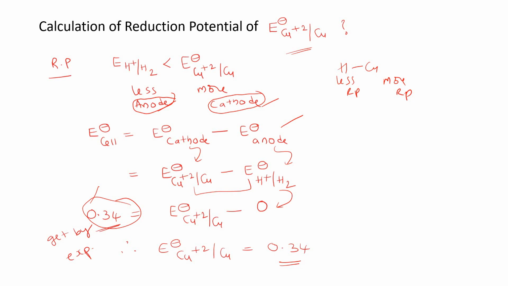In this way you can calculate very easily. So this is about the single electrode potential. Take as an assignment: what is the standard hydrogen electrode, and how to calculate the reduction potential of zinc and copper. Write down an assignment on how to calculate the zinc and copper reduction potentials.